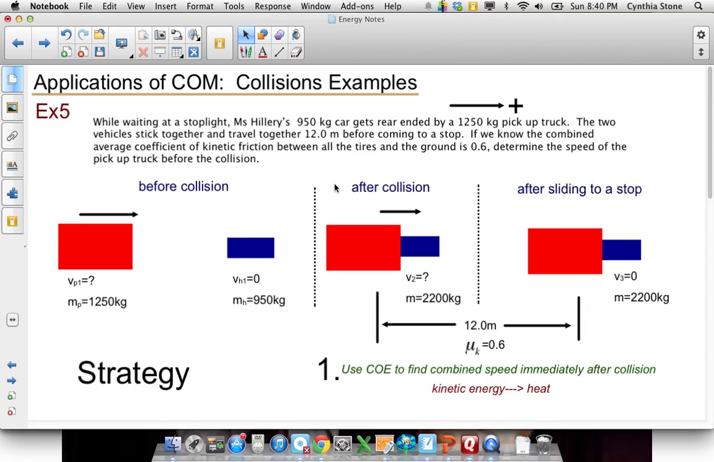So what we know, well, we know the masses, we know she started at a stop, like she started without moving. And then after he ran into her, she definitely did move for a period of time. And then they came to a stop. It also looks like an inelastic collision, right? Because there's two things at the beginning and then they're stuck together at the end. So that we know.